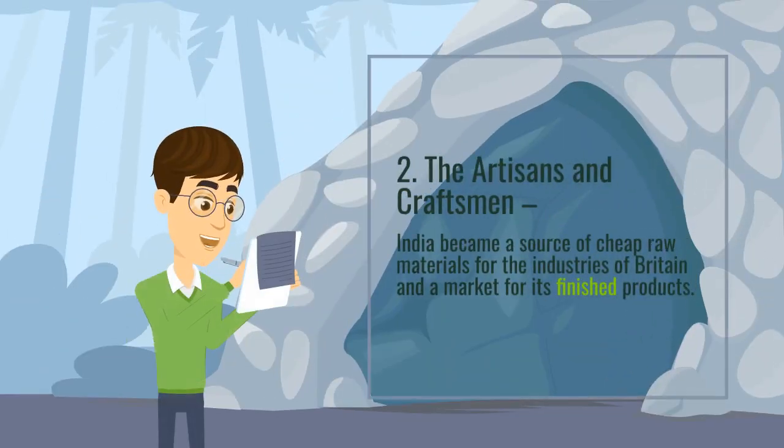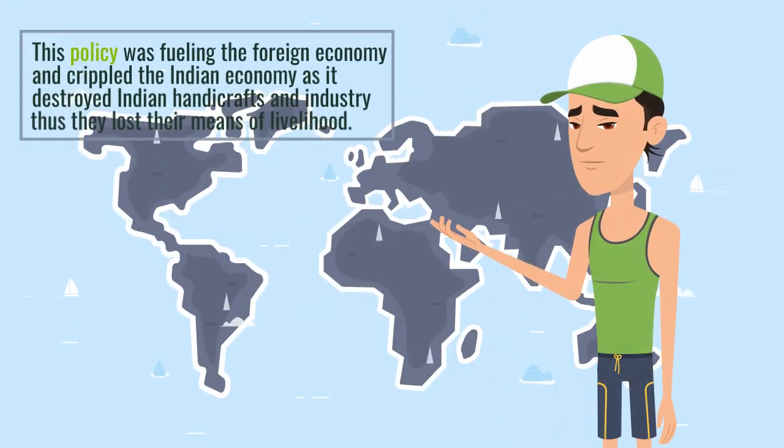2. The artisans and craftsmen. India became a source of cheap raw materials for the industries of Britain and a market for its finished products. This policy was fueling the foreign economy and crippled the Indian economy as it destroyed Indian handicrafts and industry, thus they lost their means of livelihood.